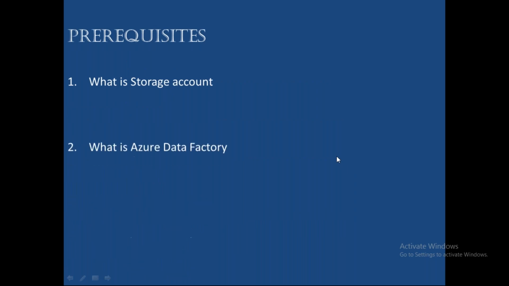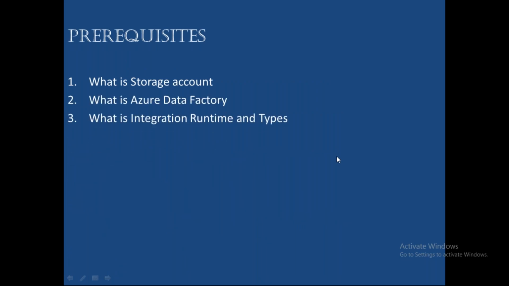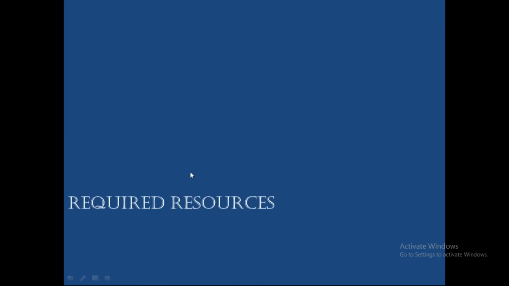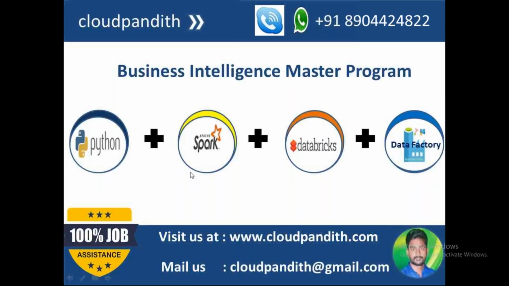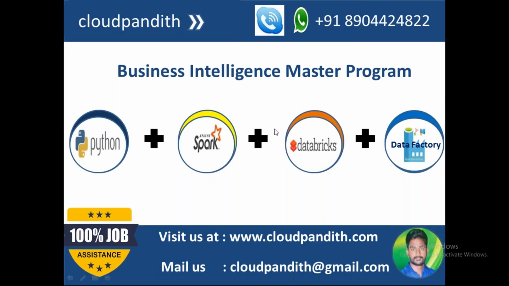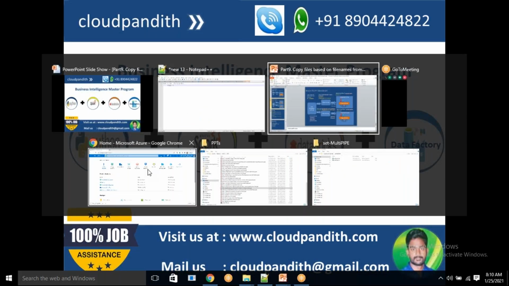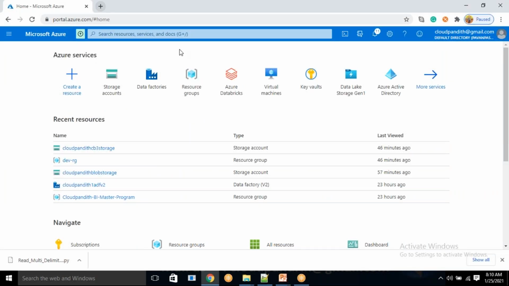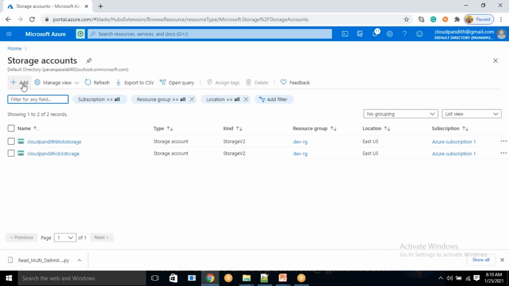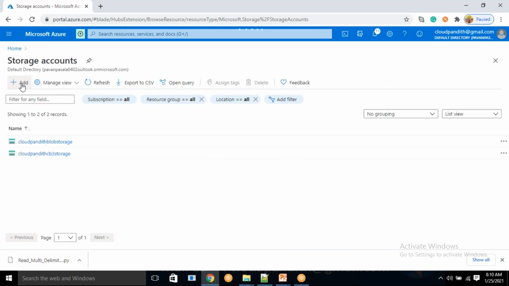Prerequisite: I need a storage account, Azure Data Factory, and an integration runtime. We discussed yesterday the different types of integration runtimes. What is a linked service, a dataset, an activity, a pipeline, all these things you know. So the required resources are a storage account and Data Factory V2. I need only these 2, so let me quickly go and create them. In the lab, you will come to know all those things. All your doubts are normal because you did not know what these things do. Once you learn them, you'll have more clarity.